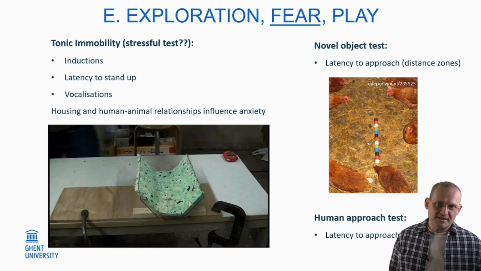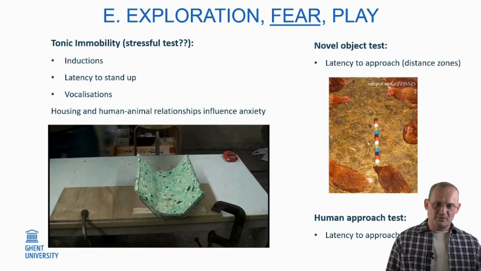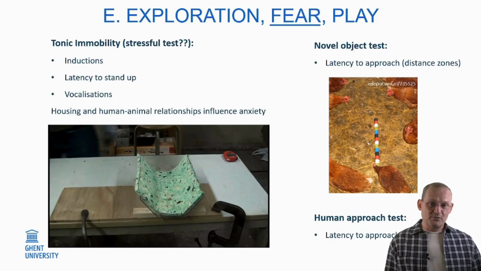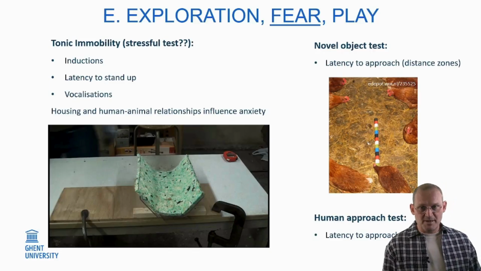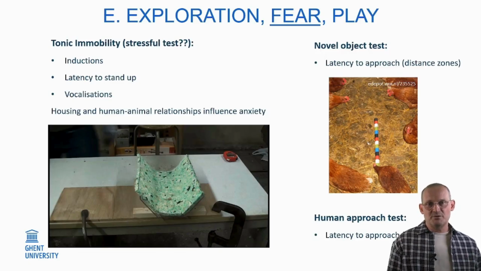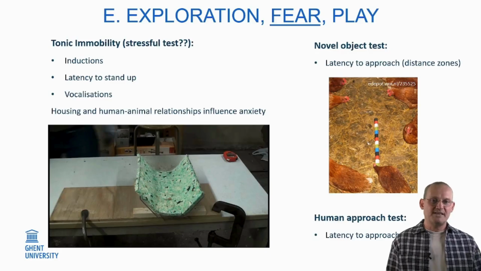It's quite labor-intensive to do a test like tonic immobility, because you need to do every animal after each other, and the tests often last up to 10 minutes, and so by the time you've done 100 animals, you need a lot of time and manpower. So if you want a quicker test, you can sometimes do a novel object test, which is a test more at group level, in which you place an object that the animals had never seen or experienced before, and you simply look at how long it takes them to approach that novel object.